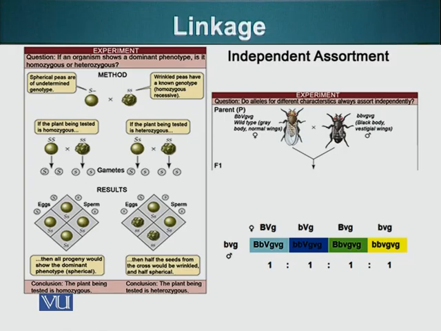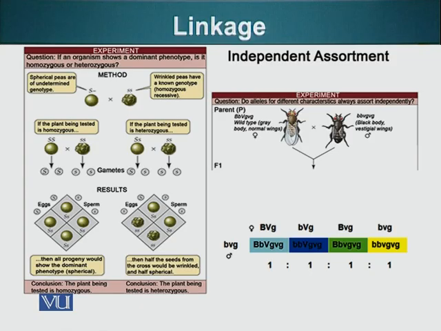The normal wings would be capital V, and the abbreviation for the normal wings is capital V, small g. And for the vestigial wings, which are non-functional, it is small v with a g. So when he crossed these flies, he was looking for independent assortment.